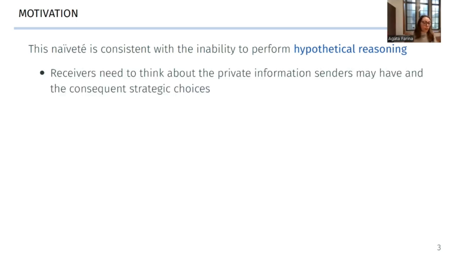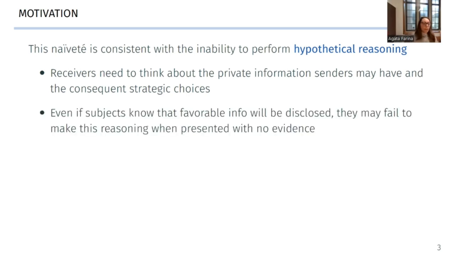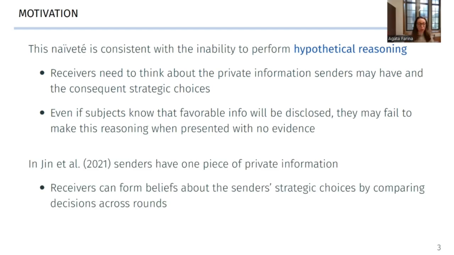When receivers make their choices in the game, they need to think about the private information that the sender may have and the consequent strategic choices. Even if subjects know that favorable information should be disclosed, they may fail to make this reasoning when they are presented with no evidence, so when the sender actually decides to withhold the information. In the paper that I just mentioned by Jean-Luc and Martin, the private information of the senders just consists of one piece of private information.